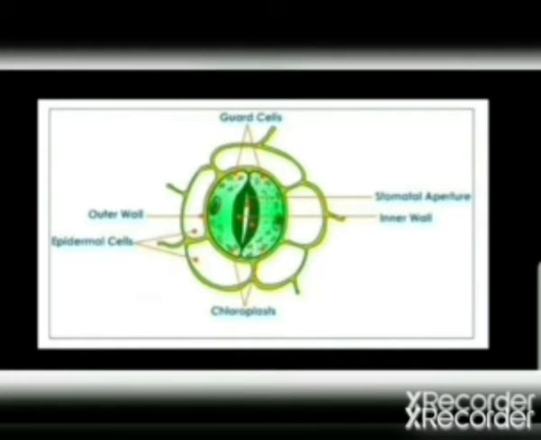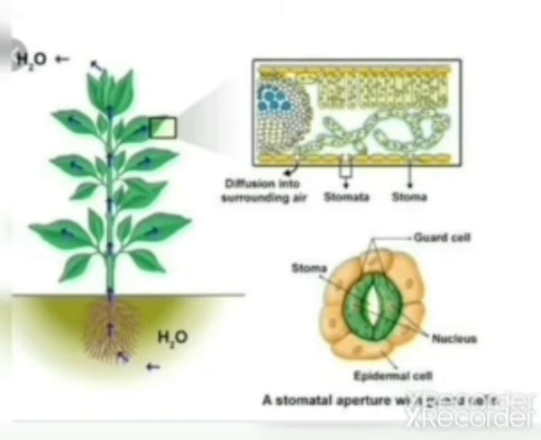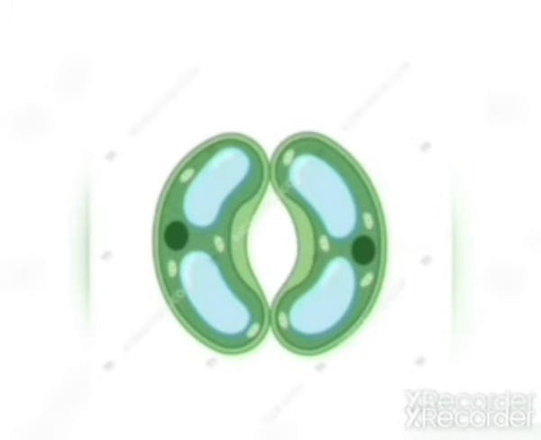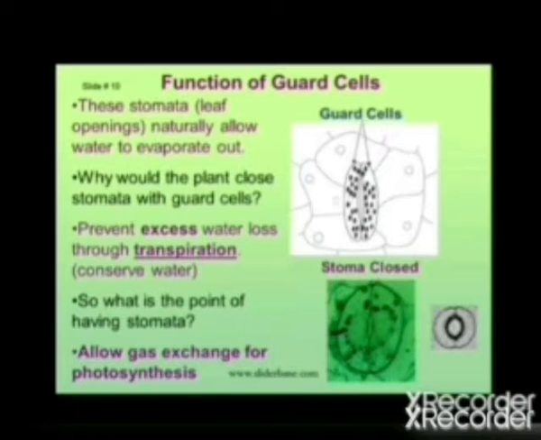What are the functions of stomata? Exchange of gases, and loss of a large amount of water during transpiration. What are guard cells? The bean-shaped cells on either side of stomata are called guard cells. What is the function of guard cells? The function of guard cells is to regulate the opening and closing of the stomatal pore.